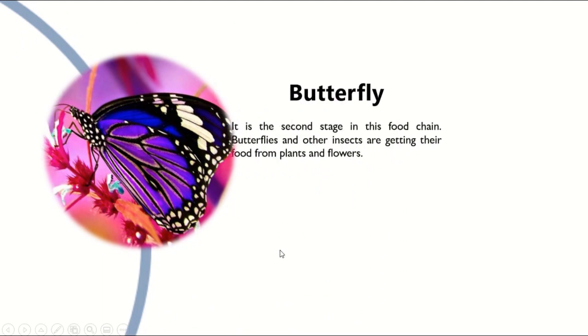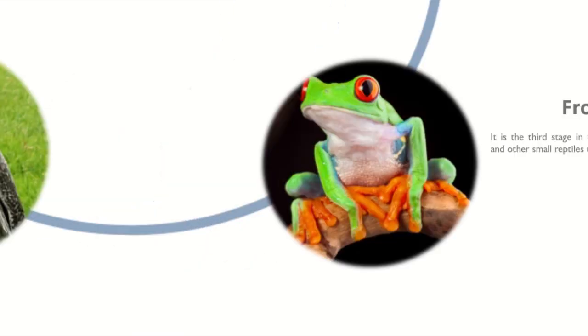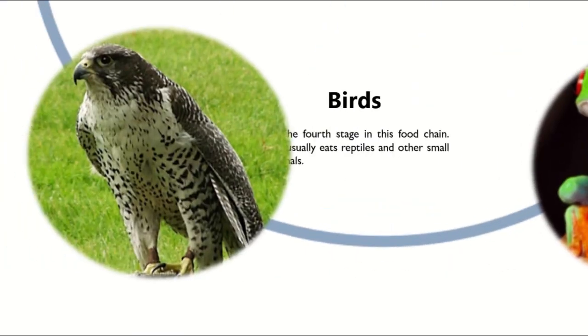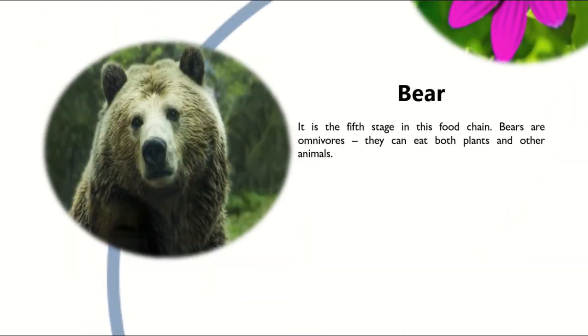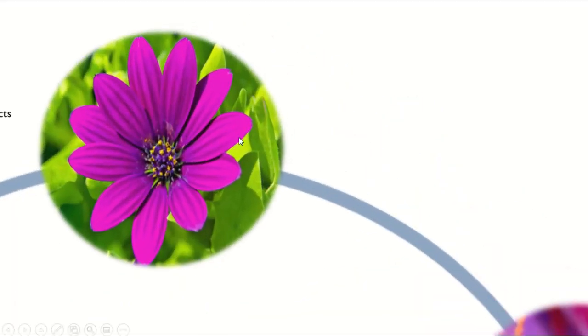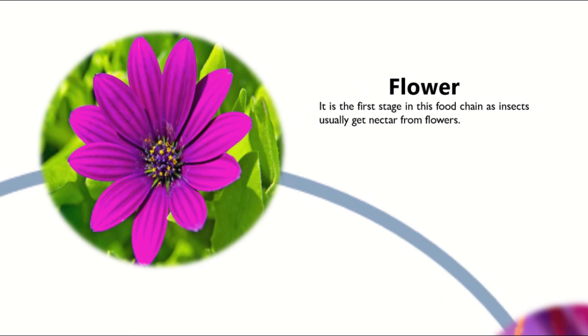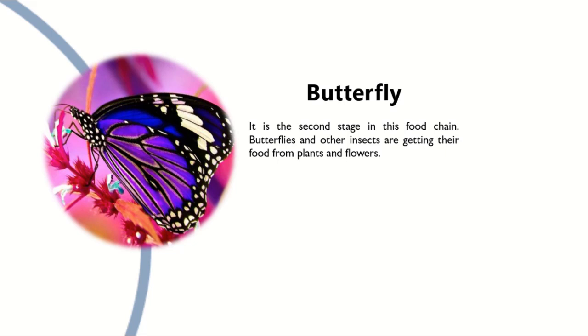This is the sample that me and my mom have prepared for this video. As you can see, I have here a food chain sample, my current lesson in science. Interesting, right? So this is the food chain. Flower. It is the first stage in this food chain as insects usually get nectar from flowers. This is the butterfly. It is the second stage in this food chain. Butterflies and other insects are getting their food from plants and flowers.